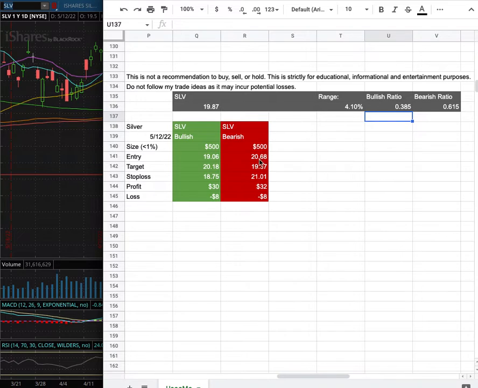My trade position size is less than 1% of my portfolio. My long entry is at $19.06. My sell target is at $20.18. My stop loss is at $18.75.